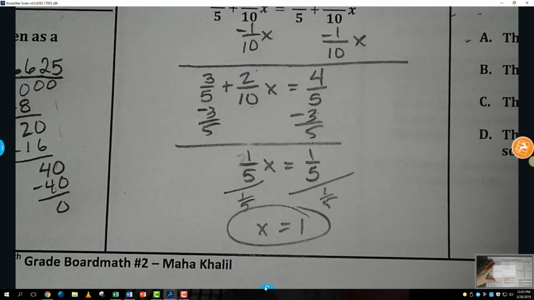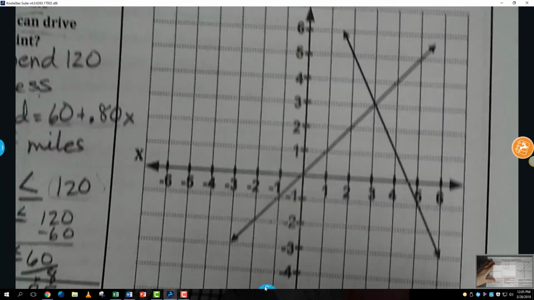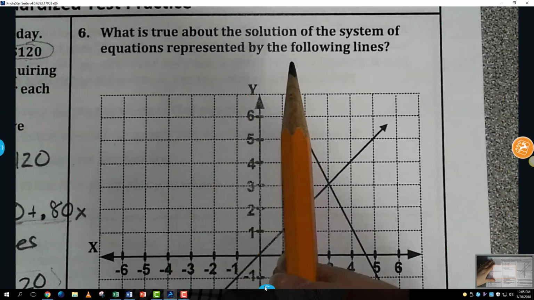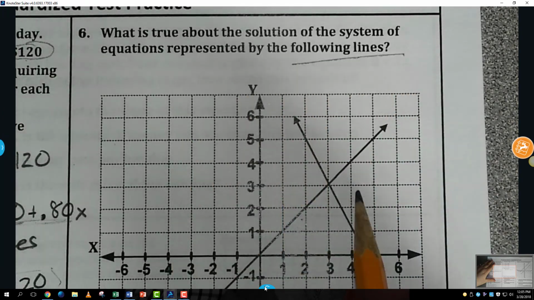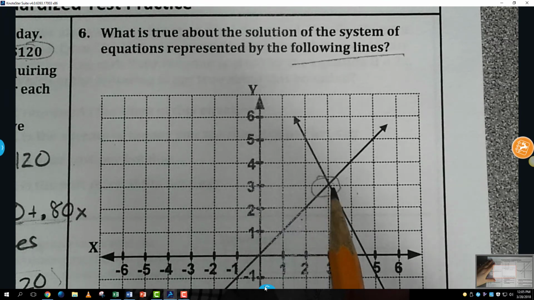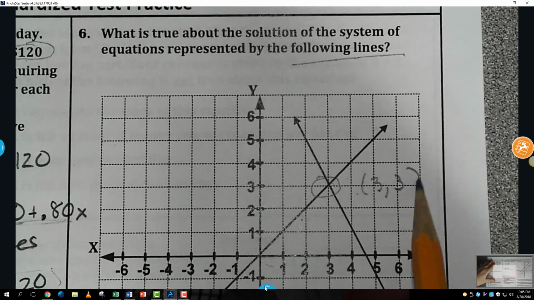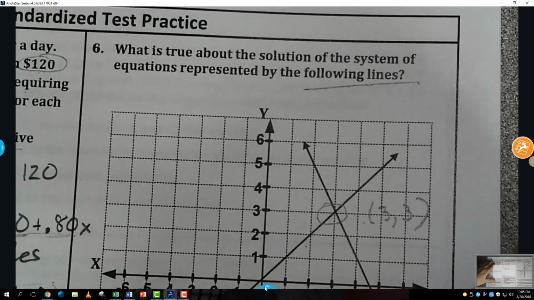X equals 1. And finally, what is true about the solution of the system of equations shown by the following lines? So here are my lines. I see that they intersect in one point. I can go ahead and name that point. It is 3, 3. So there is one solution at 3, 3.